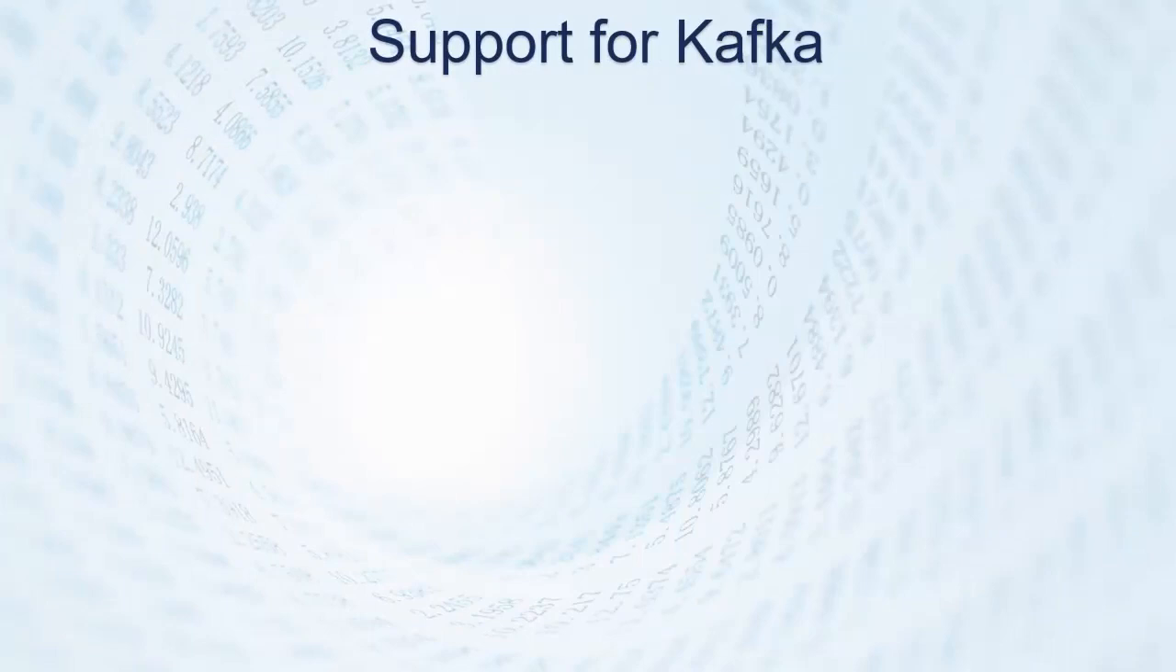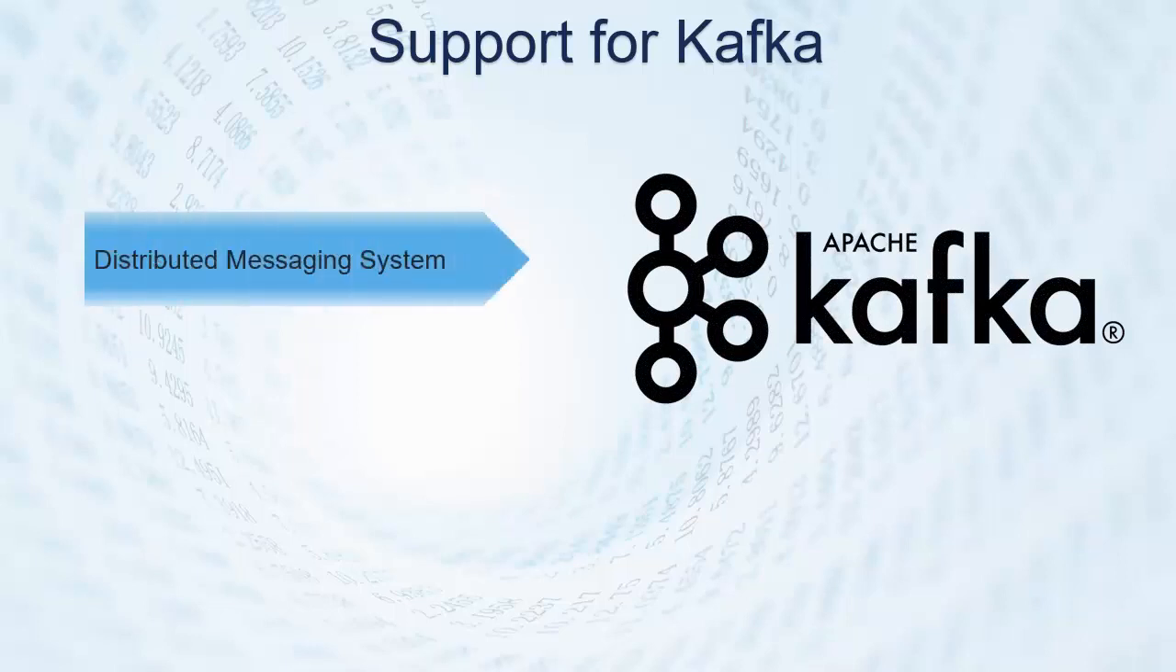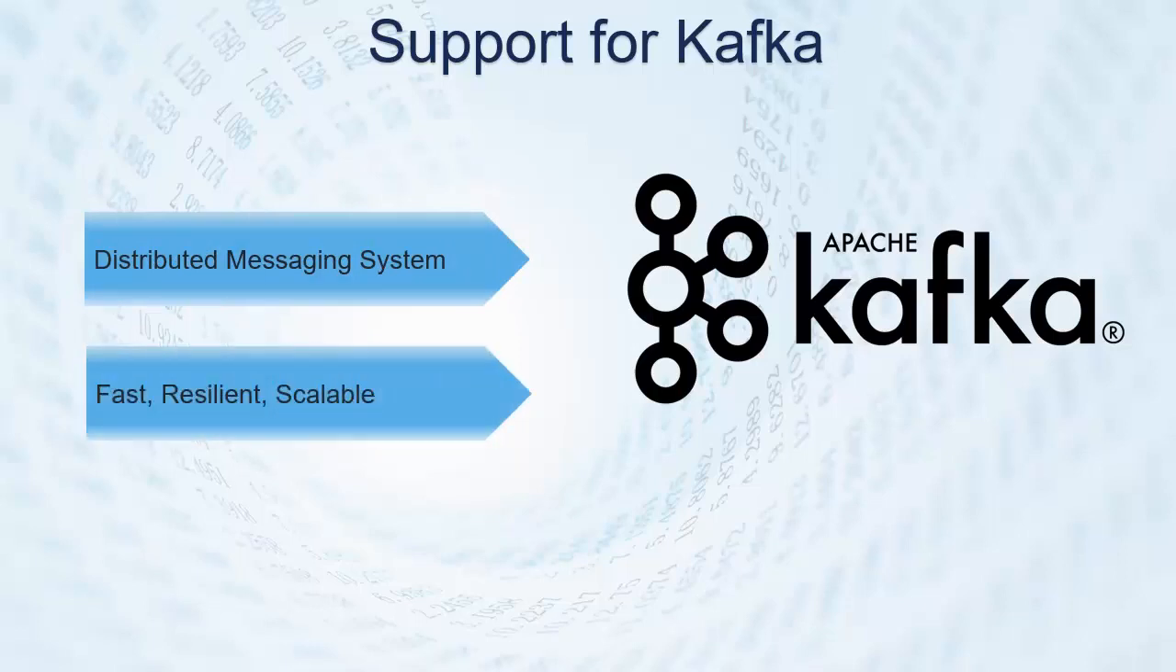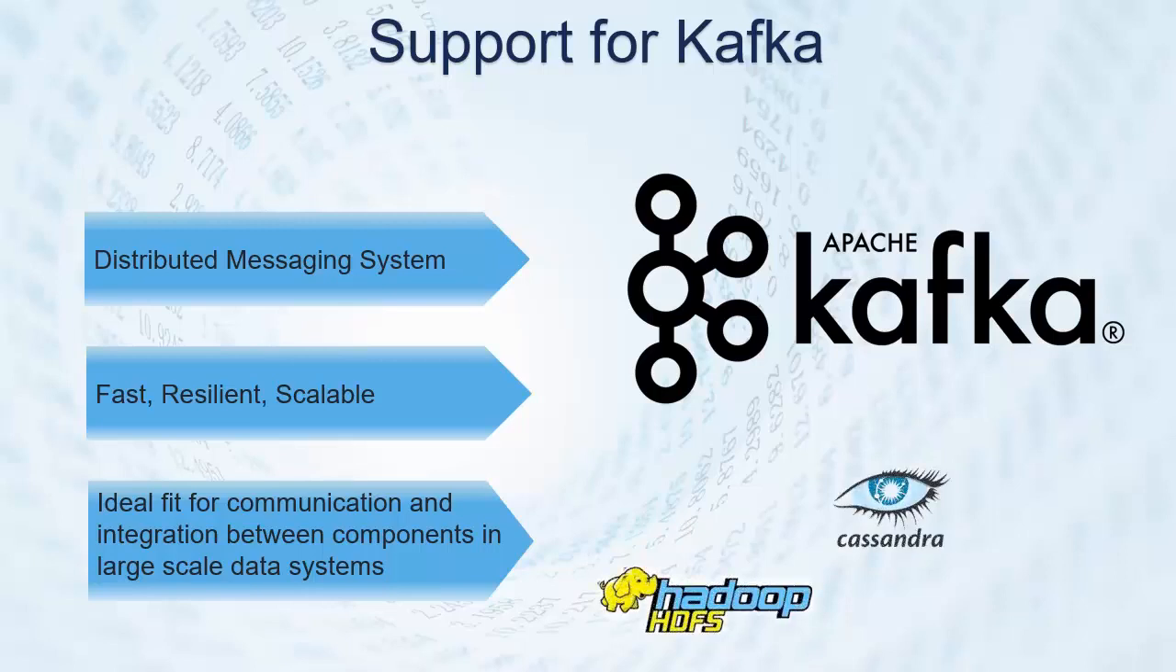As mentioned earlier, Data Exchange 5.0 now supports a Kafka transformation target. Kafka is a distributed messaging system. It is fast, resilient and scalable. It is an ideal fit for communication and integration between components in large-scale data systems. With Kafka as a transformation target, you can process the messages to persist data in data stores such as Hadoop or Cassandra, or to process the data in frameworks such as Storm.